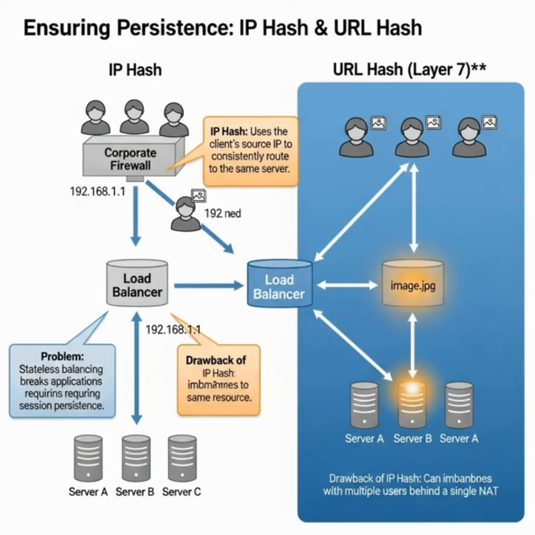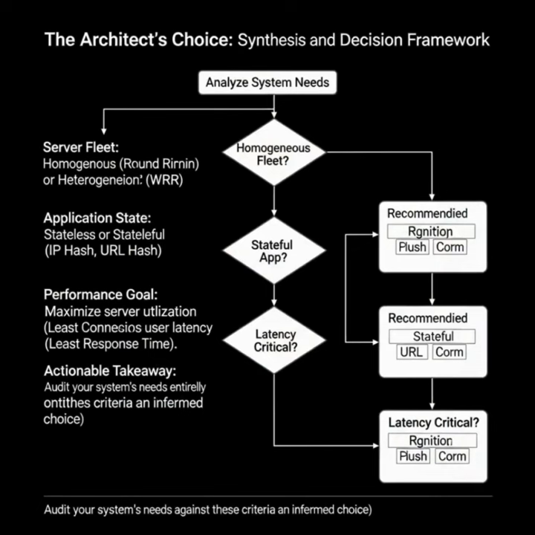So, which algorithm is best? That's the wrong question. The right question is, which algorithm is best for my specific use case? Your choice is a function of your system's constraints and goals. Start by asking, are my servers homogeneous? If yes, simple round-robin might suffice. If no, weighted round-robin is your starting point.